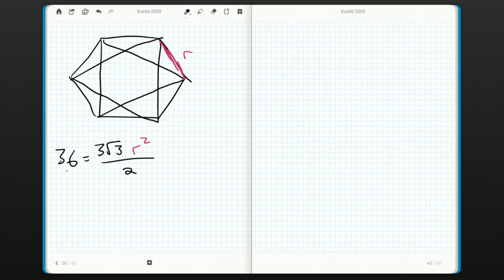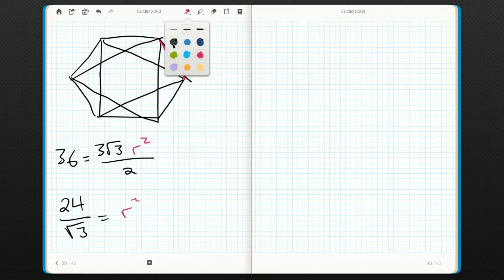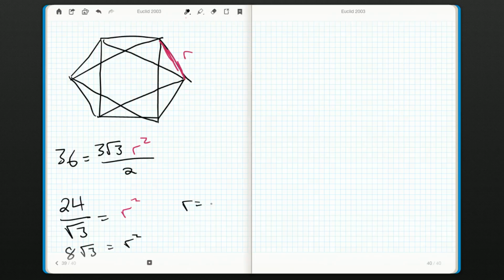So bring the 2 over, we'll get 72. Divide that by 3, we'll get 24. So 24 over root 3 is what R squared is. And we can simplify that to 8 root 3 is equal to R squared. And then I guess we just got to square root it. So R is going to be square root of 8 root 3. So there's a factor of 4 in there. We can bring that out as a 2. And then we've got square root of 2 and 4th root of 3.